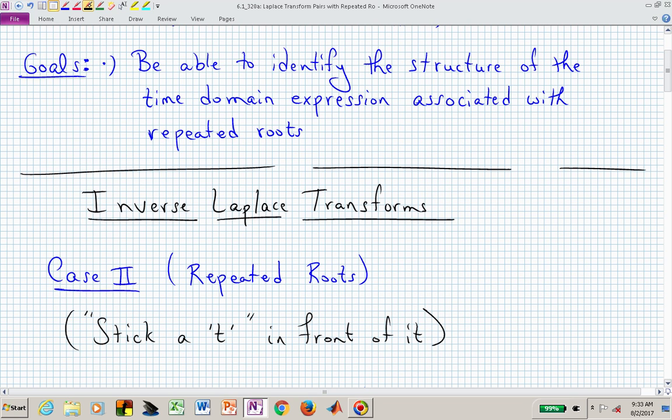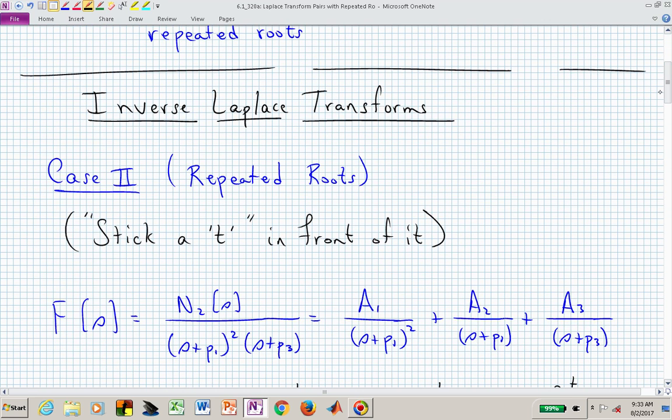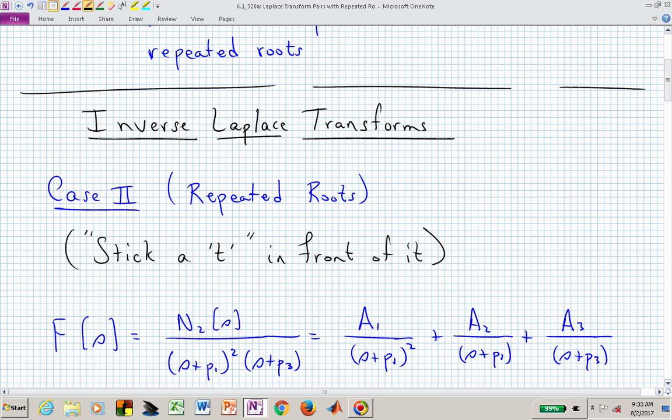And when we have repeated roots, one thing that you can maybe think of is our time domain expressions for the different parts of that repeated root need to be independent. And one way to maybe keep that in mind is to stick a t in front of the expression. That's what I'm going to continue to suggest that you keep in your head when you have a repeated root, is stick a t in front of it, and we'll see what that indicates in the next line.